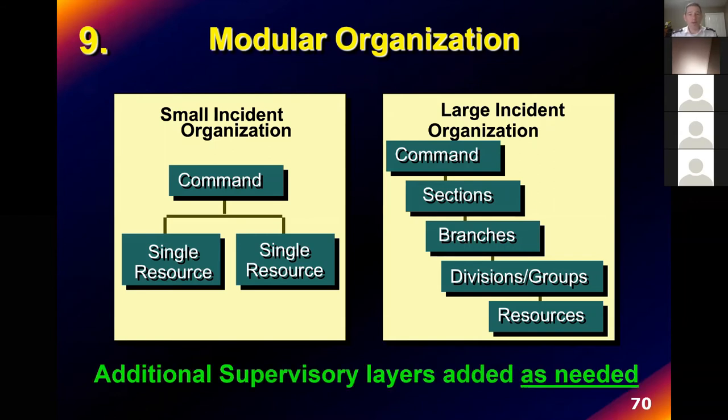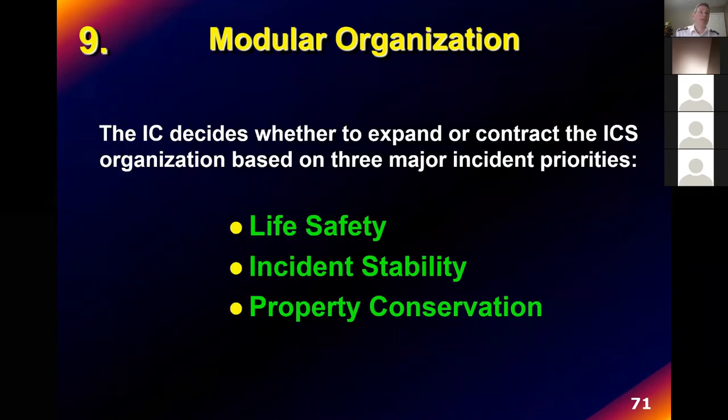Any elements that we no longer need should be deactivated, right? And the organization can expand or consolidate as required. All right, the incident commander will decide whether to expand or contract the incident command system based on three major incident priorities: life safety, incident stability, and property conservation. These are very important, all right?